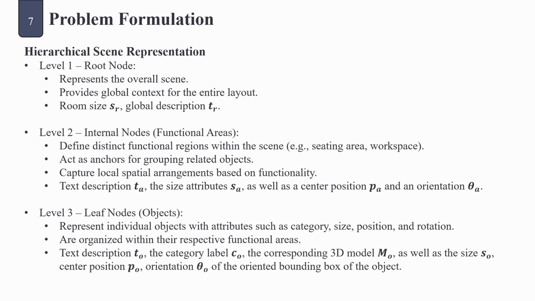The leaf node represents individual objects with specific attributes such as category, size, and orientation. Concretely, each leaf node may include a text description, the category label, the corresponding 3D model, as well as the size, center position, and orientation of the oriented bounding box for the object.